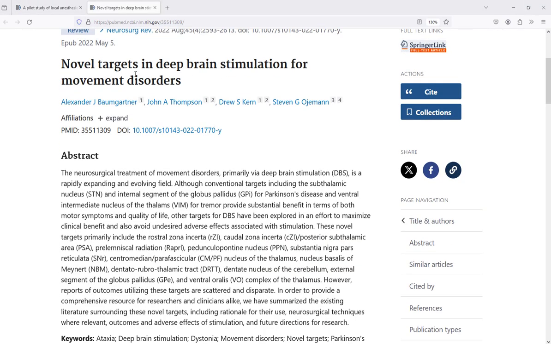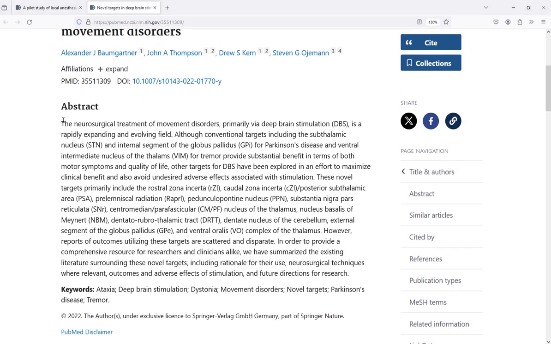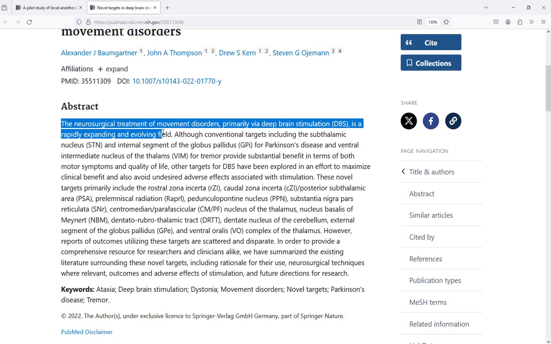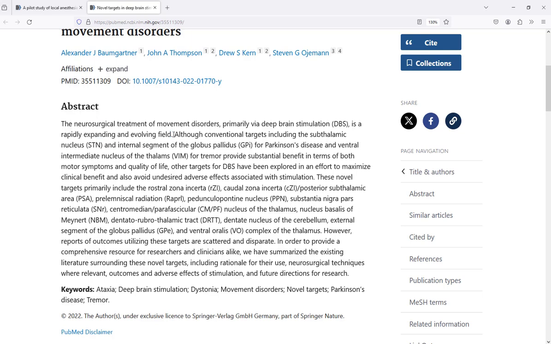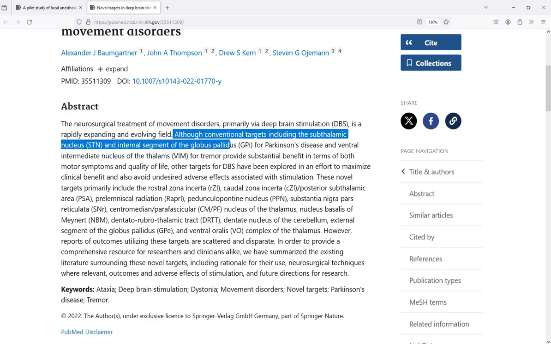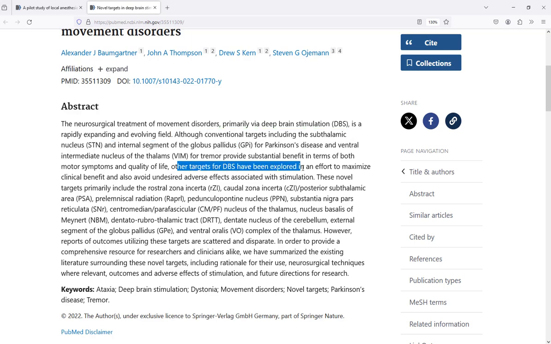Here's another one, novel targets in deep brain stimulation for movement disorders. This is from Dr. Thompson's lab in collaboration with Kern and Ogeman and Baumgartner in the Department of Neurosurgery. Here is what's known. Neurosurgical treatment of movement disorders, primarily via DBS, is a rapidly expanding, evolving field. Although conventional targets include the subthalamic nucleus, and so on, other targets have been explored.